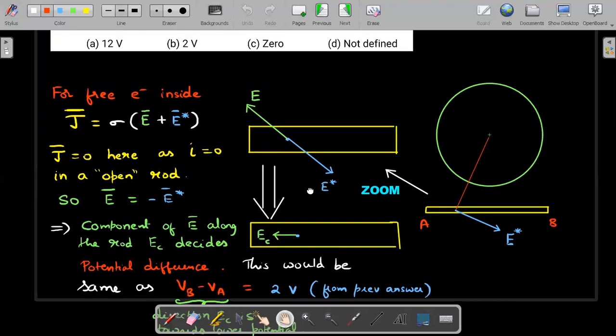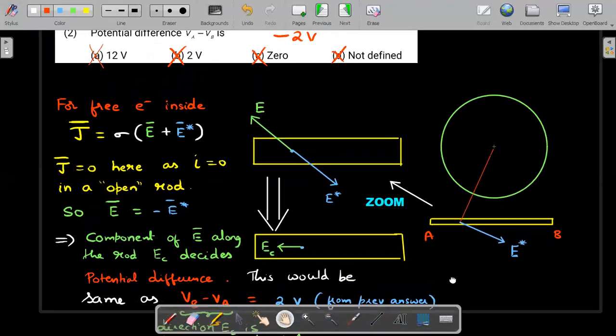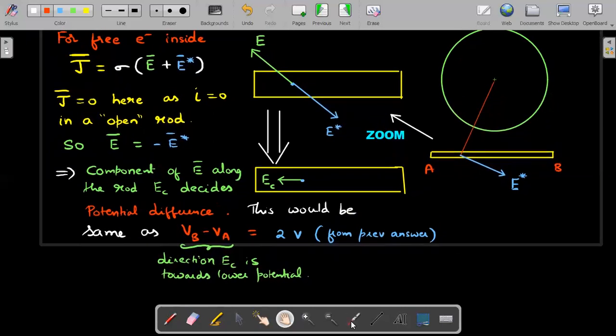So I wantedly gave a wrong question here, because if I ask you VA minus VB, among the 4 options, none of the options are strictly right. Okay, right. So all the 4 are wrong. The answer, exactly speaking, is minus 2 volt. Okay, right. A wrong question wantedly given so that you should be able to adjust your concept there. Okay, so VB minus VA, the direction of E_C is always towards lower potential. Okay, so A is at lower potential compared to B. I hope you got the point up till here.